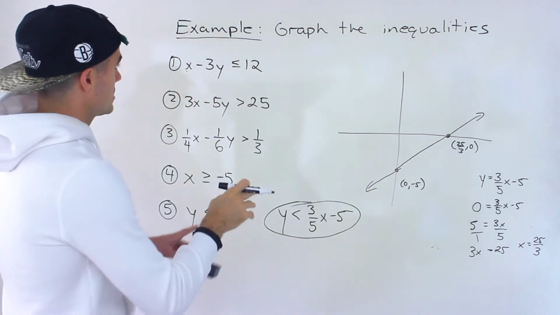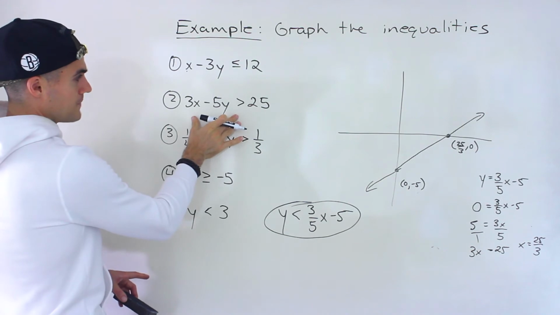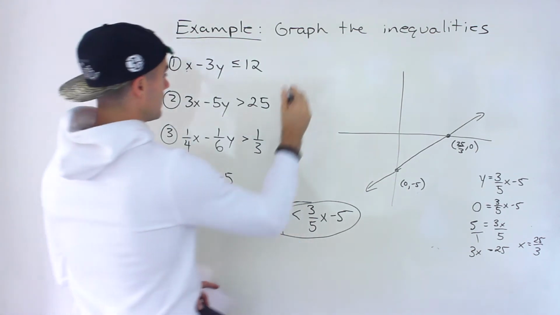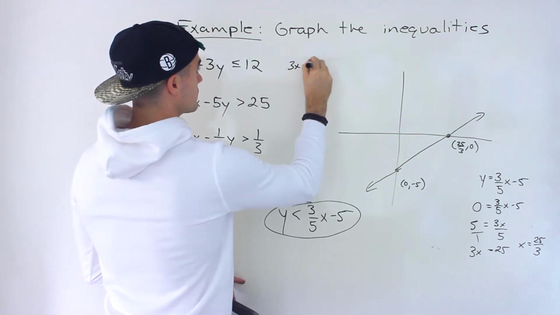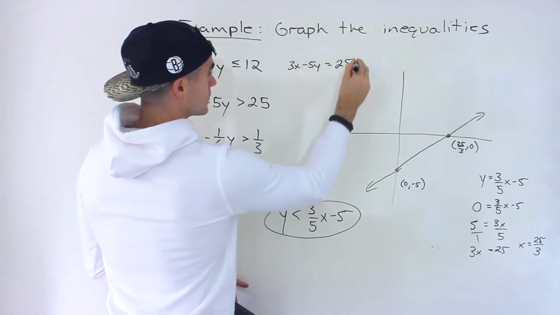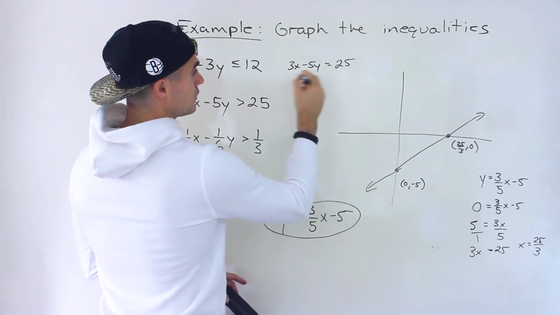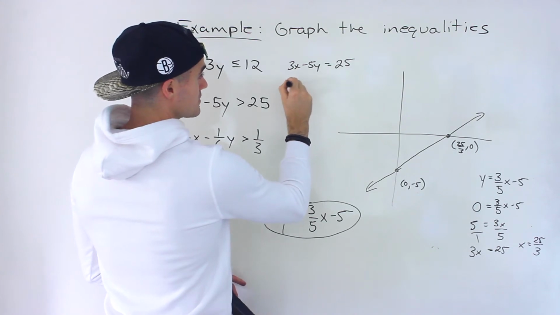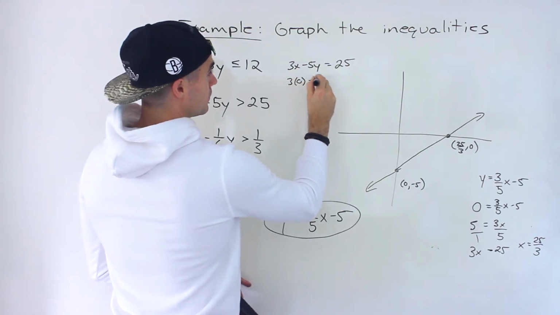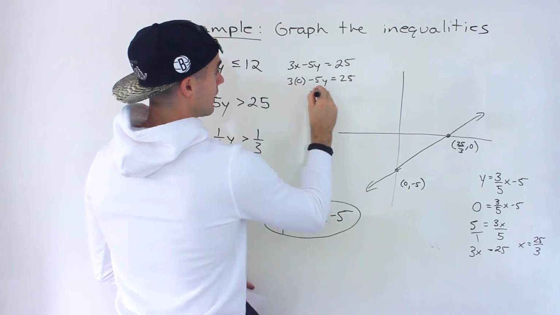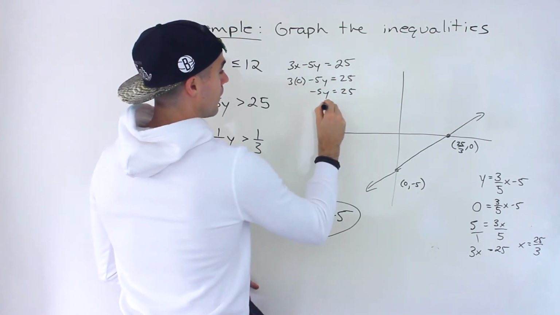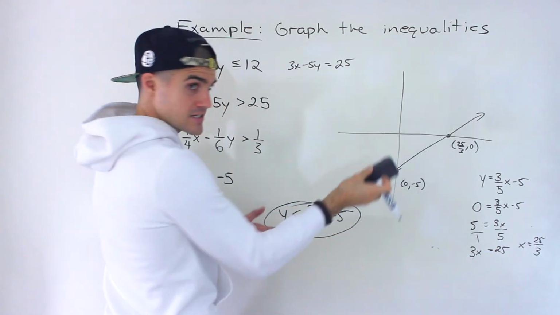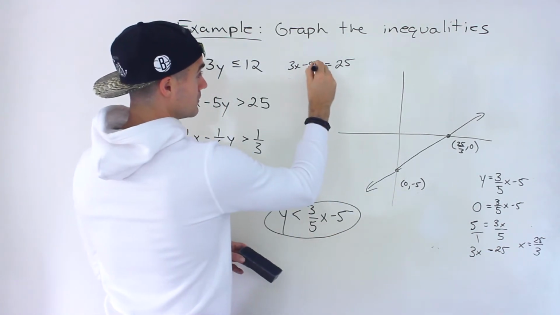Another way you can get these intercepts pretty quickly, if you're given this format, is before worrying about the inequality, you can say you got 3x minus 5y equals 25. From here, you could plug in 0 for x, and we'd end up with negative 5y equals 25, so y would be negative 5. And then if we wanted the x-intercept, we could plug in 0 for y. This would go to 0.